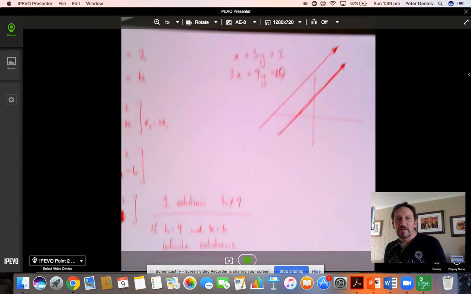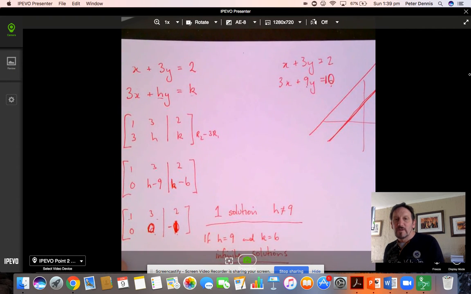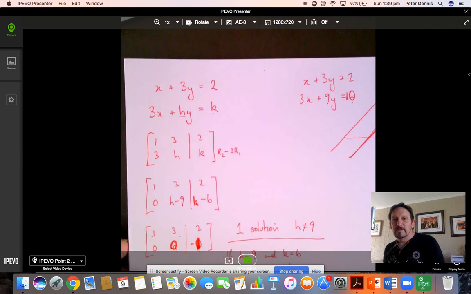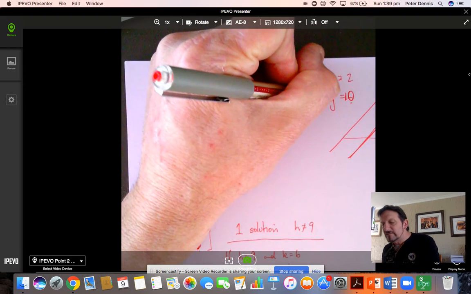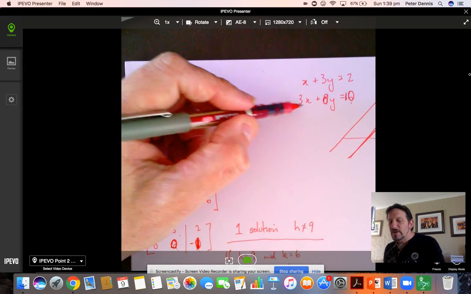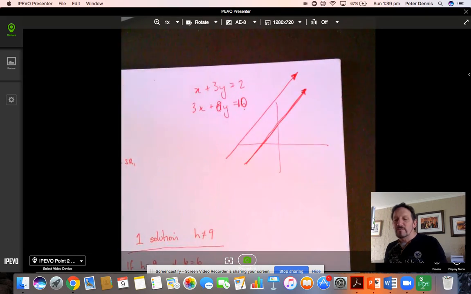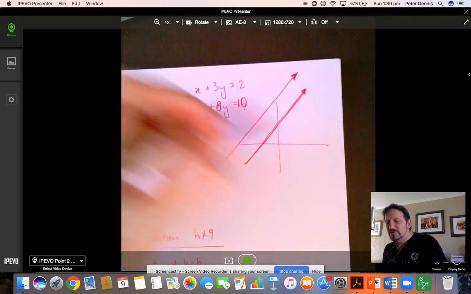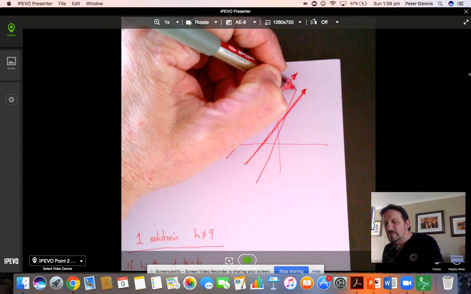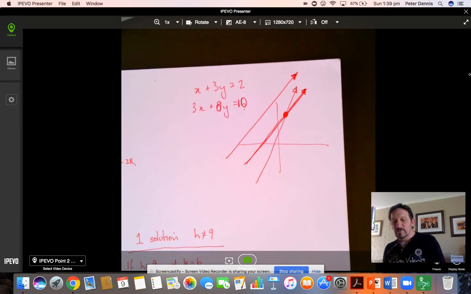What happens when the h doesn't equal 9? If the h doesn't equal 9 back here, what you basically get is that this could be 8. And straight away, if you look at 3x plus 8y, suddenly you haven't got parallel lines, and as soon as you get non-parallel lines, they might only be missing by a bit, but that's when you are going to get one solution.